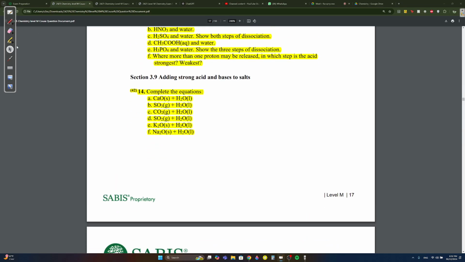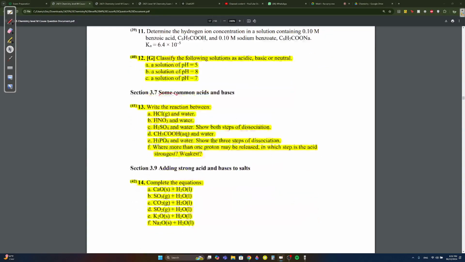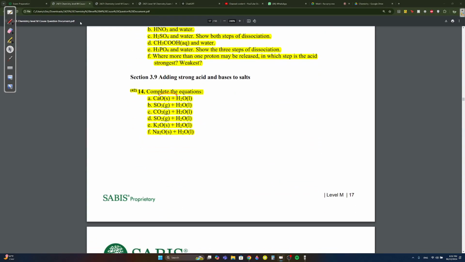Complete the following equations. Okay, whenever you're reacting something with water, if it was directly an acid, it dissociates like over here, right? But here they are not directly acids. These are all oxides. When you add an oxide to water, it changes into either an acid or a base depending on what it is. Here it's a basic oxide. So what's it going to change into? Ca(OH)2. After that, you write its dissociation.